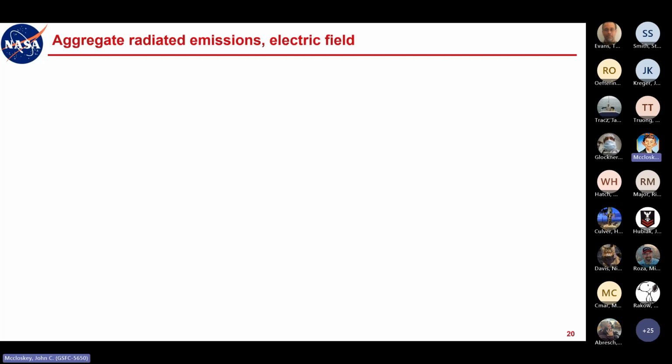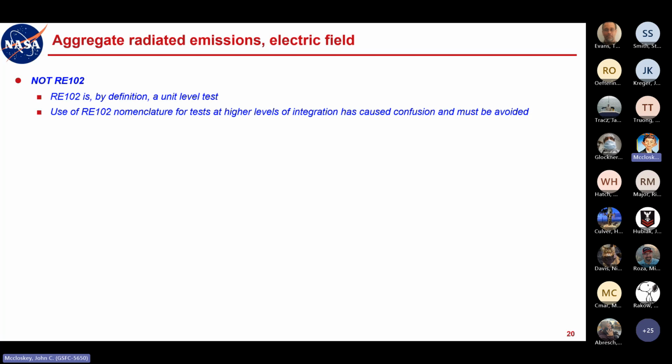Okay, so aggregate radiated emissions electric field. In case I hadn't mentioned it before, it's not RE102. I guess I'm violating the prime directive, because the more I say not RE102, the more you might tend to actually use it, but please don't. RE102 is by definition a unit level test. The use of that nomenclature for tests at higher levels of integration has caused confusion and must be avoided.